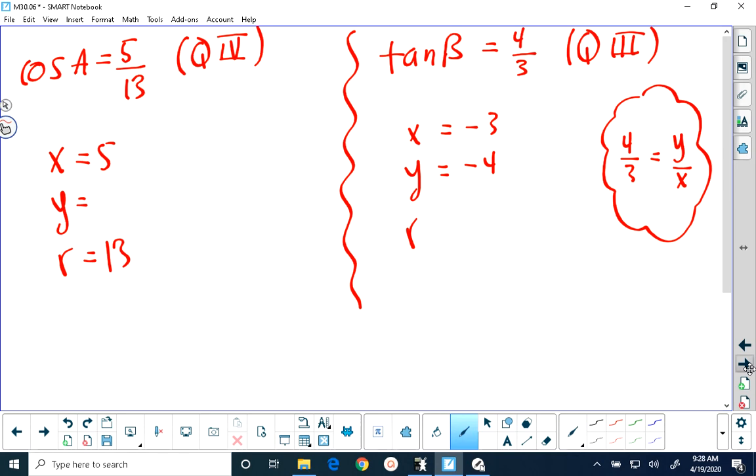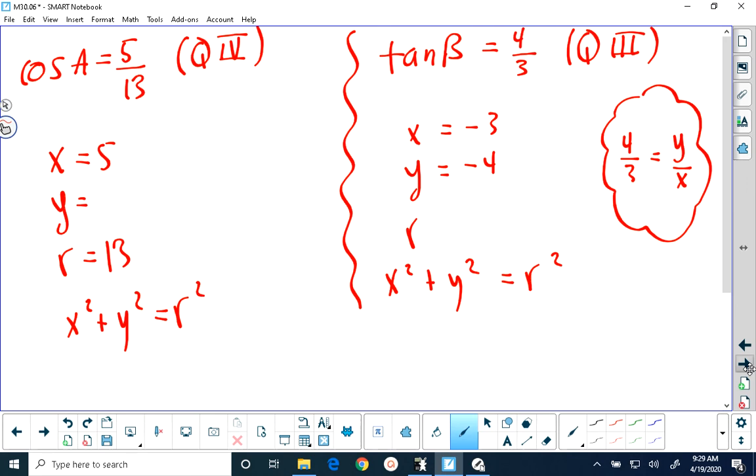You don't see the negatives in the tangent because when you divide negative y by negative x, you get a positive result. Now what we need to do is use the Pythagorean theorem. In other words, x squared plus y squared equals r squared for both of these. I'll give everybody a minute here. Just pause the video, calculate the value of y in the left-hand column and calculate the value of r in the right-hand column. When you've got them, you can resume the video.